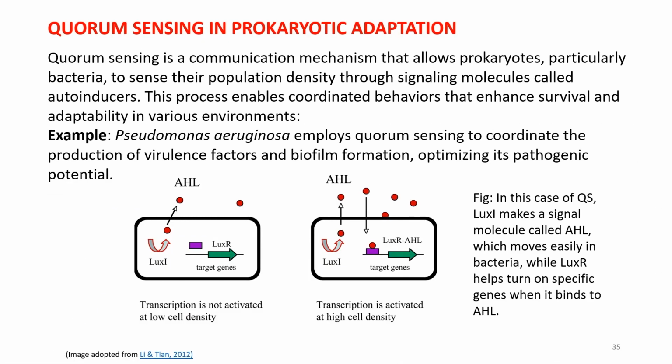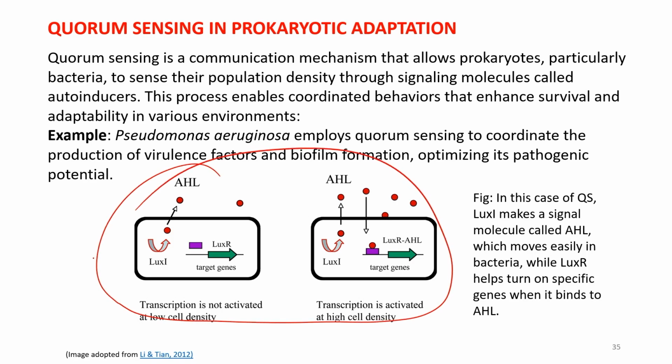Then quorum sensing is an important adaptation strategy in prokaryotes. Quorum sensing is a communication mechanism that allows prokaryotes, particularly bacteria, to sense their population density through signaling molecules called autoinducers. This process enables coordinated behavior that enhances survival and adaptability in various environments. For example, Pseudomonas aeruginosa employs a quorum sensing mechanism to coordinate the production of virulence factors and biofilm formation, optimizing its pathogenic potential.